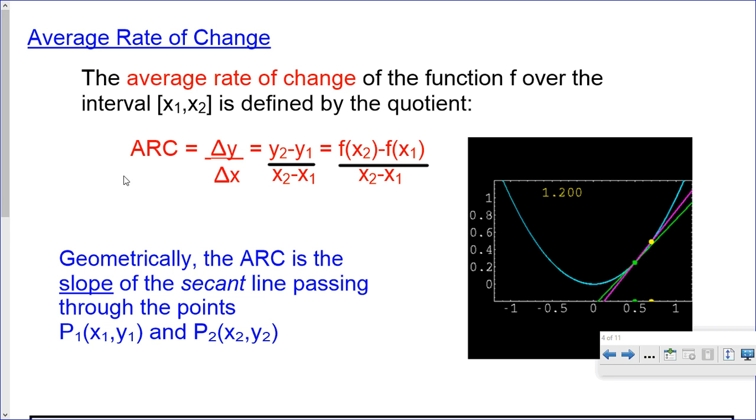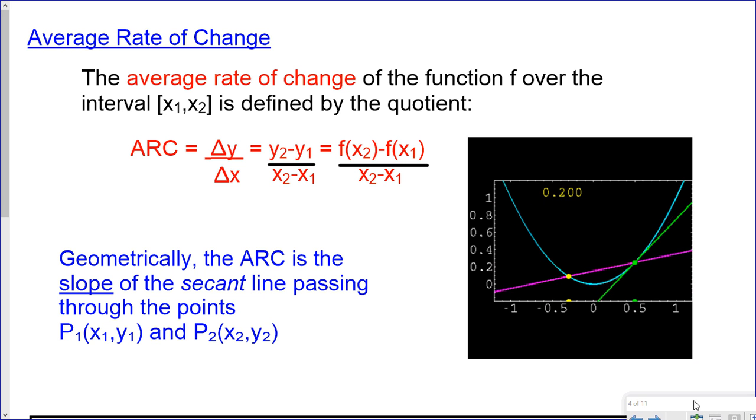So an average rate of change formula is, like I said, a slope formula. I'm going to use ARC as the abbreviation for average rate of change, or at times I'm going to use AROC for average rate of change. Notice that it's a slope formula, delta y over delta x, here y2 minus y1 over x2 minus x1, or f at x2 minus f at x1 over x2 minus x1.